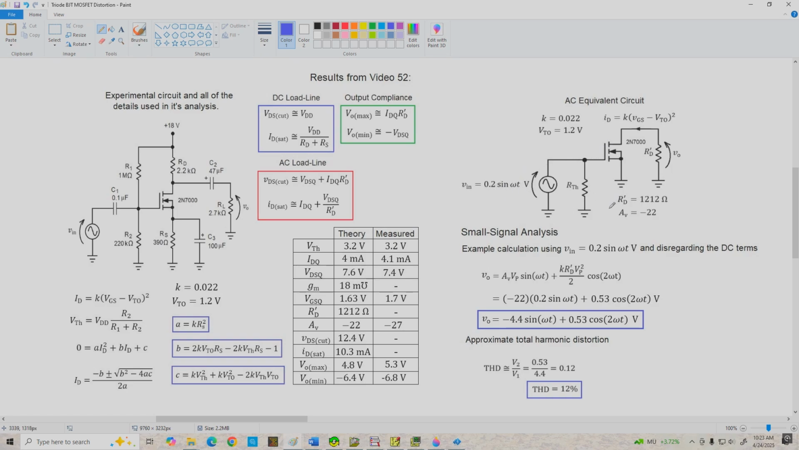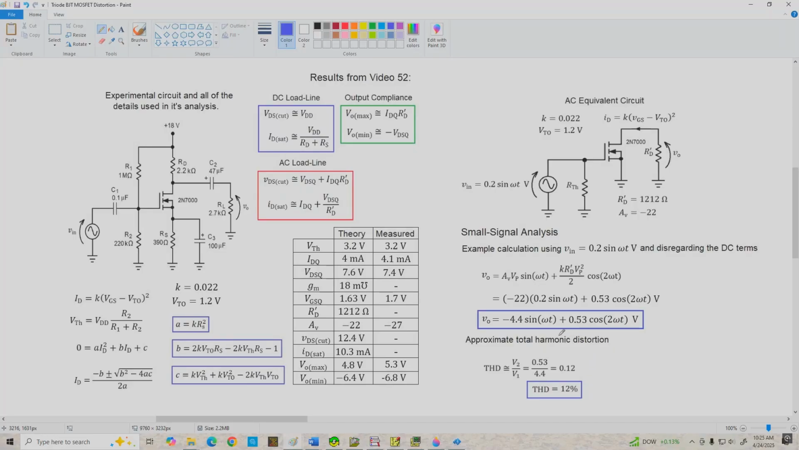Now if we plug these values into our Vout equation, we end up with Vout equals -4.4 sin omega t, our fundamental, plus 0.53 cosine 2 omega t, the second harmonic, and the total harmonic distortion here is about 12%. And if we compare this with the BJT we looked at previously, it was over 20% at roughly equivalent output voltage swing levels. So more or less comparing apples to apples, we see that the MOSFET is a lower distortion device relative to the BJT, at least in terms of this ideal analysis.